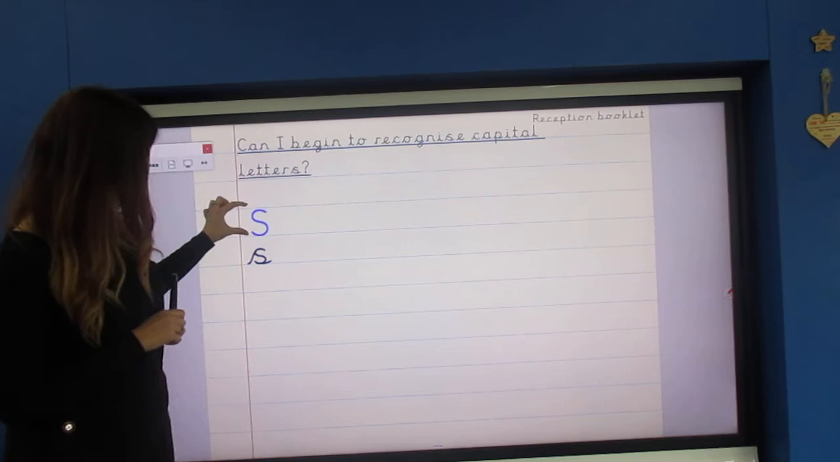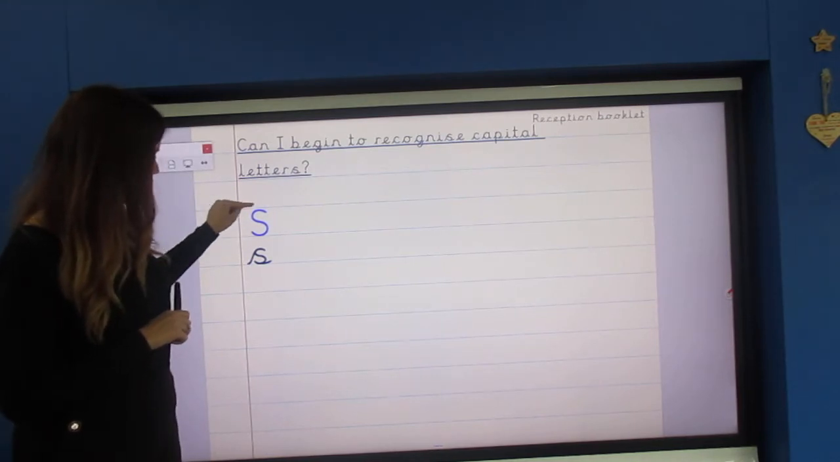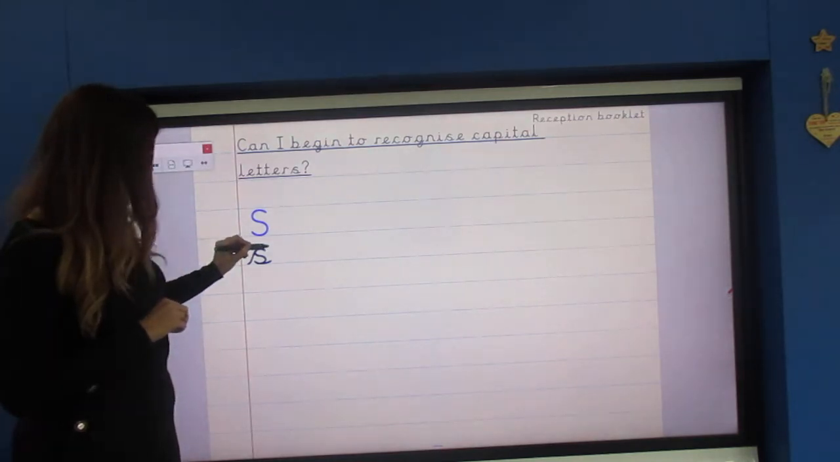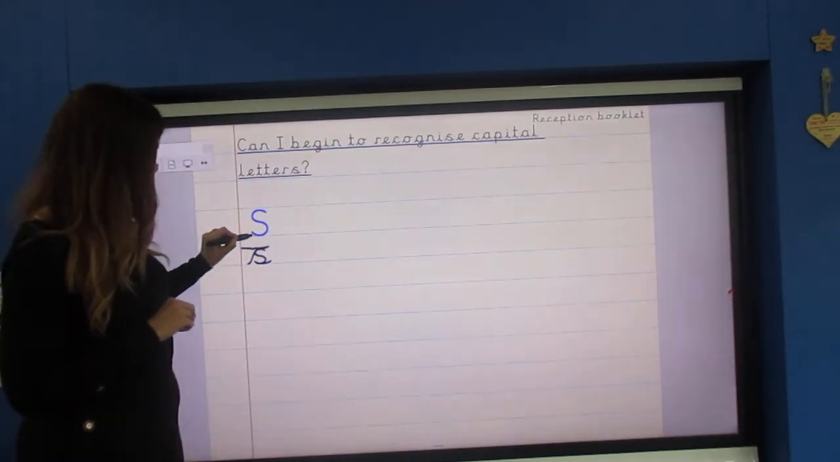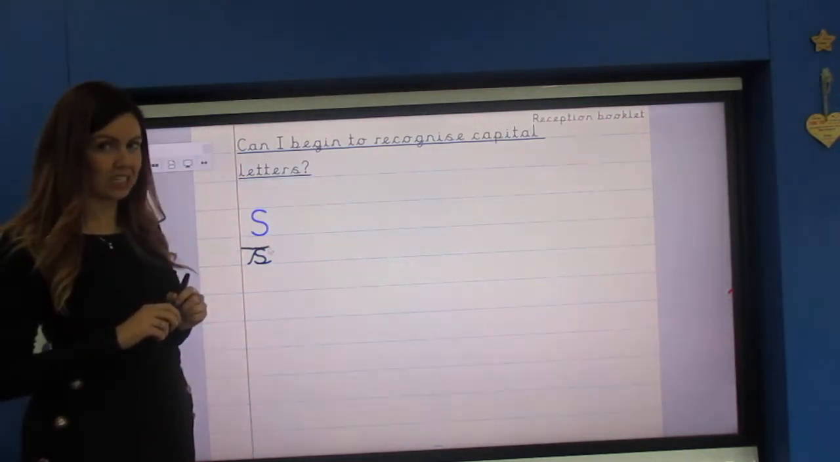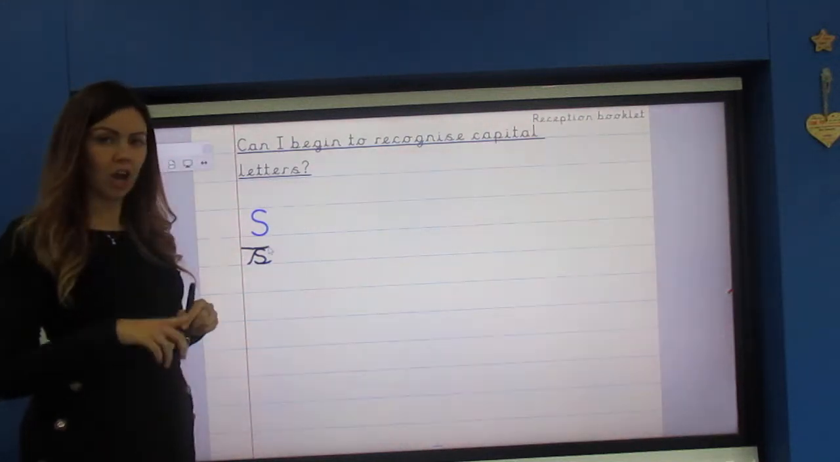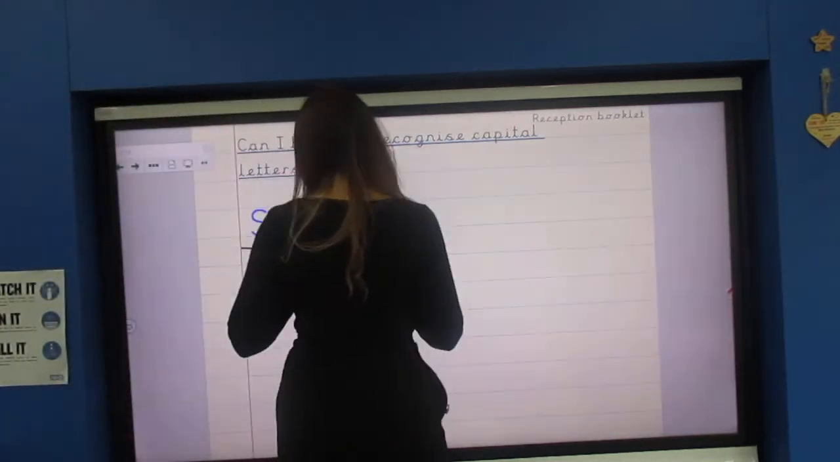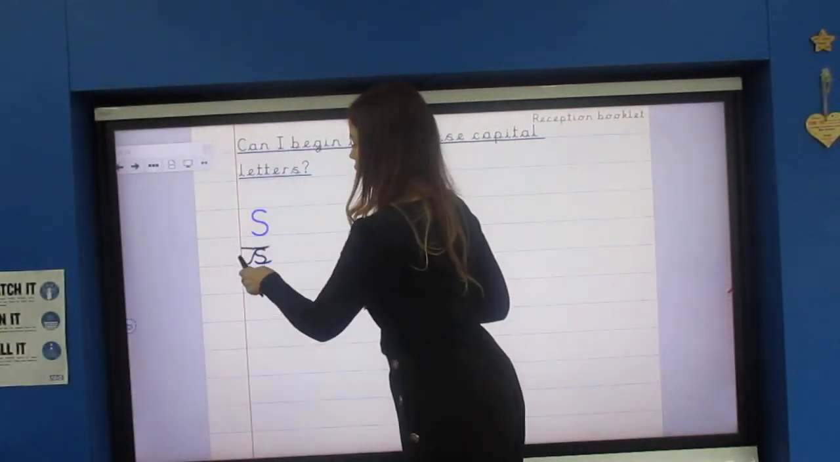And you can see that the capital letter should almost touch the top line and the lowercase letter is only halfway up. It doesn't come to the top of the line, does it? So it sits smaller unless it's a long ladder letter like the T. So let's practice the T. You can have a go at your S.